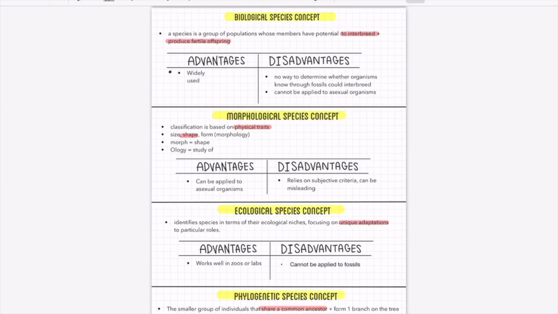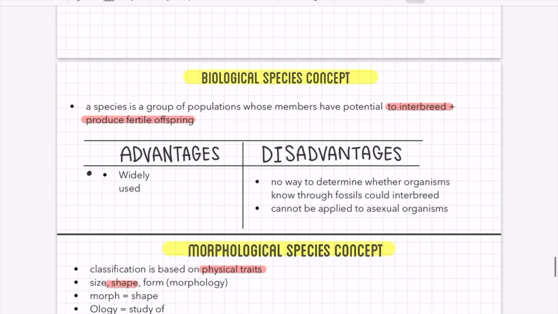All right, so we have a couple of species concepts to go through today, and I want to first start off by clarifying what a species concept is. Essentially, they're just various approaches to defining what a species is. Various scientists and researchers have different ways of classifying and identifying what a species is. So we have a couple of concepts that we'll cover today, starting off with the biological species concept.